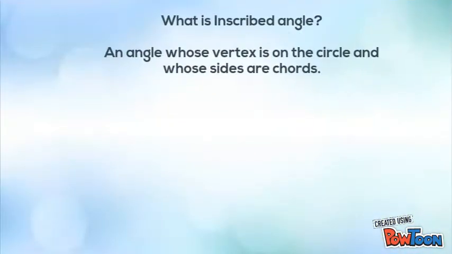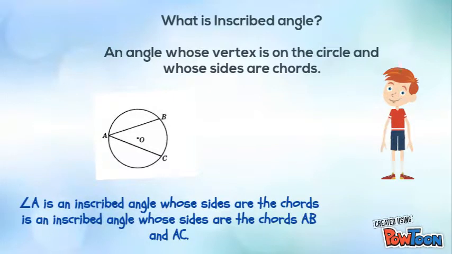What is an inscribed angle? An angle whose vertex is on the circle and whose sides are chords. The angle A is an inscribed angle whose sides are the chords AB and AC.